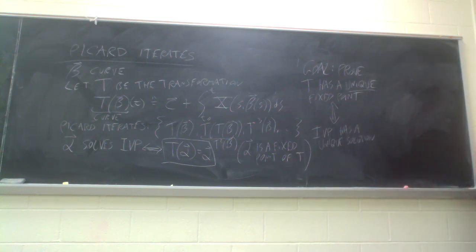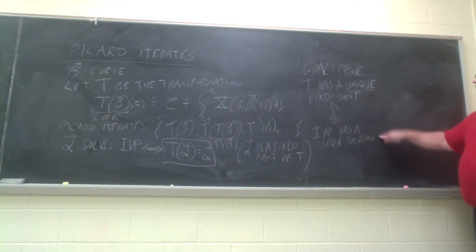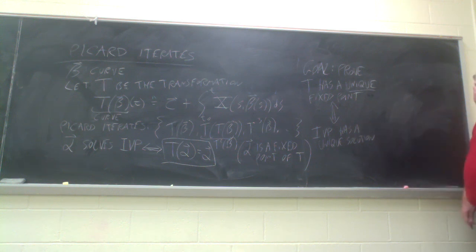Okay, so that's why we did all this. We go to integral form and then define this transformation T in order to have an alternative way of characterizing a solution, because it's a lot easier to prove this than to try to prove this in any other way.